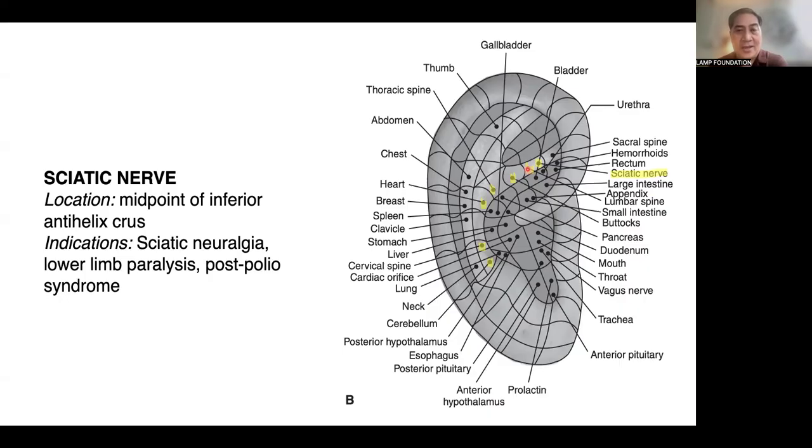Next, we go to sciatica, sciatic nerve, no? So it's located on the midpoint. So this is the inferior antihelix crus. So it's located in the midpoint, no? Dito po, of the inferior antihelix crus. So this is good for sciatic neuralgia, lower limb paralysis, post-polio syndrome. I think you've seen a patient who had post-polio, okay?